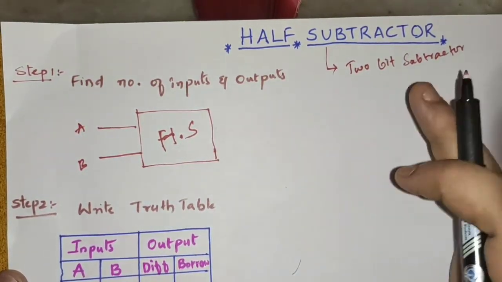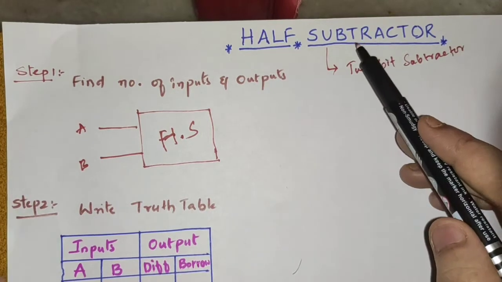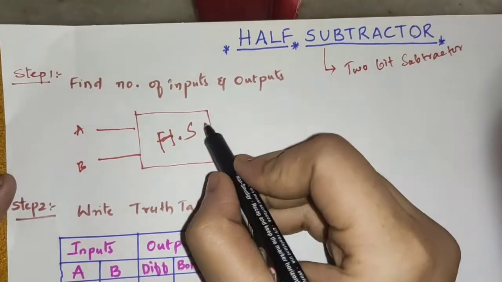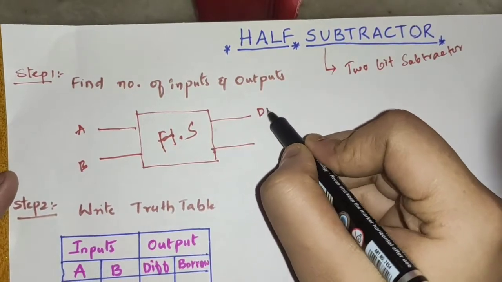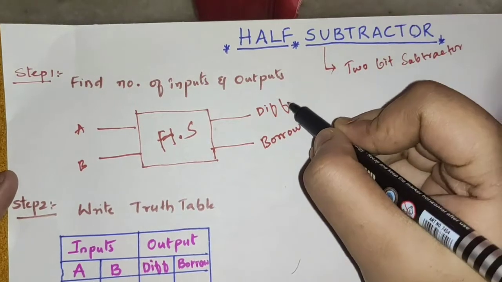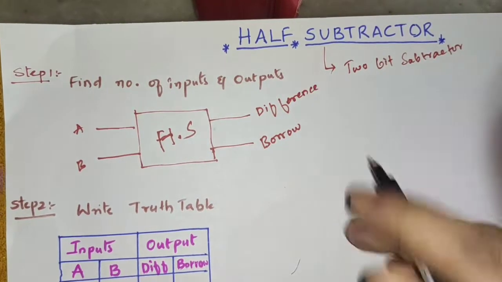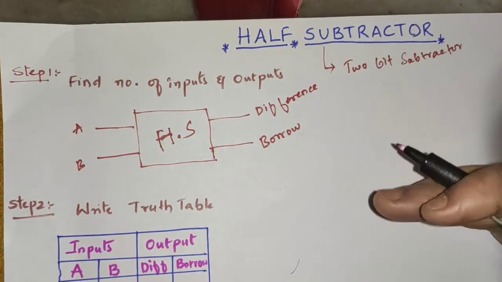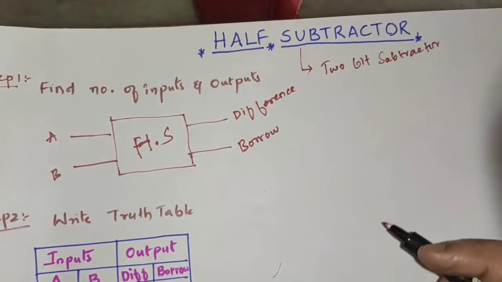Remember students, every subtractor has 2 outputs, that is the borrow and the difference. This is the difference and the borrow. Every subtractor has 2 outputs, difference and borrow. So how the 2-bit subtraction takes place, let us see now.